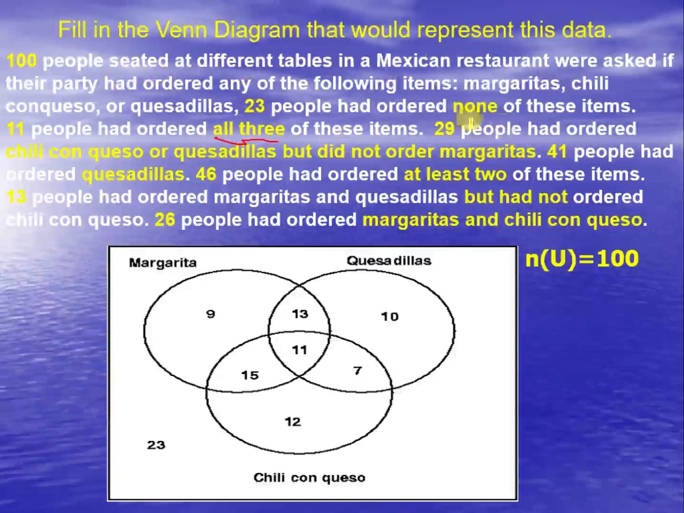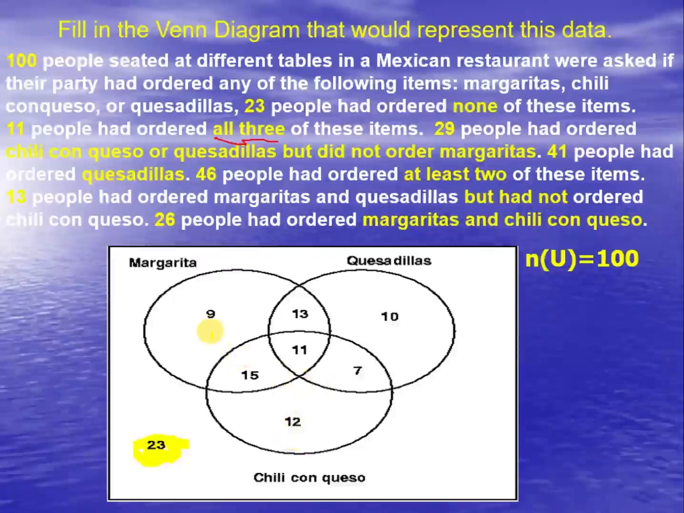let me go ahead. 23 people had ordered none of these 3 items. So the 23 people, they are not in this. They didn't order for margarita. They didn't order for quesadillas. They didn't order for chili con queso. But they are inside the universal set. They are also part of the 100 people. So we put it in the Venn diagram, just the rectangular part. That's why we put it outside here, because they don't belong to this, they don't belong to quesadillas, and they don't belong to chili. All right.